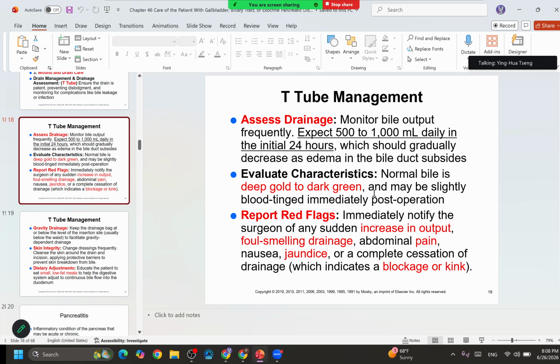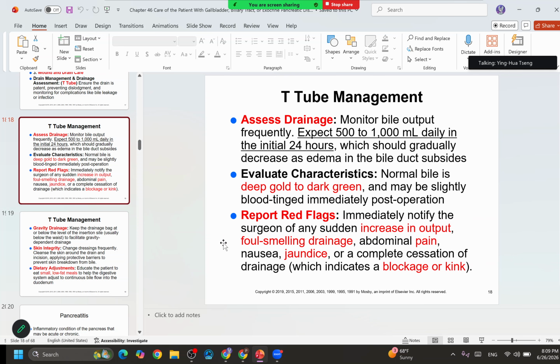Usually it's a green color. Sometimes it could be a little bit of a deep golden color, because when the bile just comes from the liver it's more fresh, and it's not mixed with the oxygen yet. Anyway, report the reflux and any increasing output. Foul-smelling drainage means what? It's infected already.